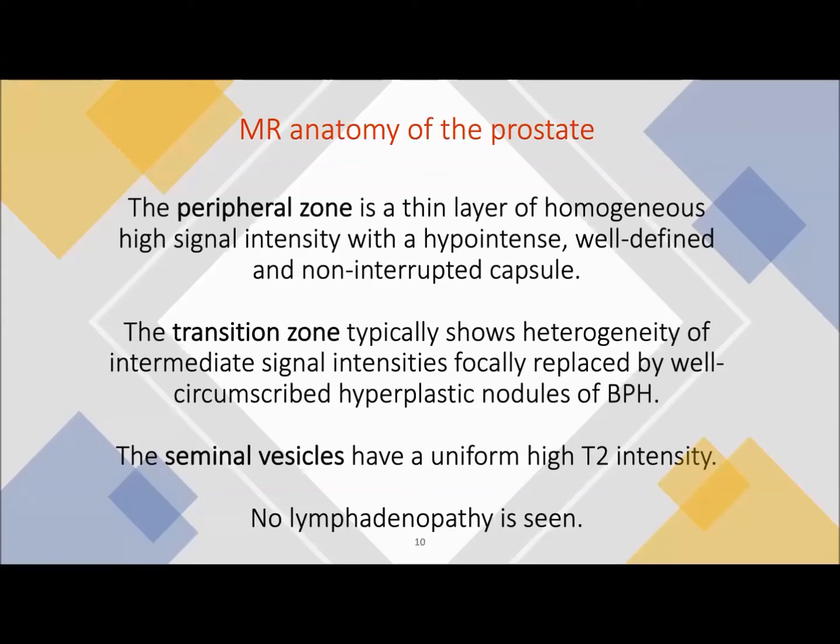The transition zone typically shows heterogeneity of intermediate signal intensity, focally replaced by well-circumscribed hyperplastic nodules of BPH. Now, don't mix them with the nodular prostate of prostate cancer, because these nodules are in the transition zone and they have nothing to do with prostate cancer. The seminal vesicles have a uniform high T2 intensity, and typically there is no lymphadenopathy. These are important considerations for you to understand the MR anatomy.